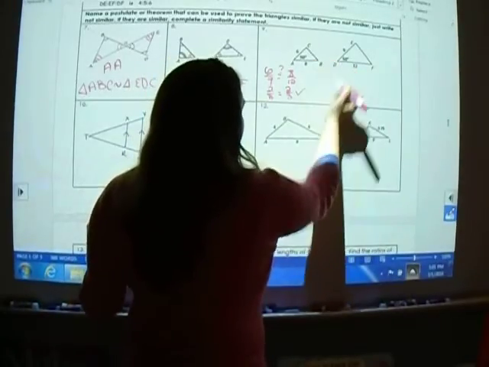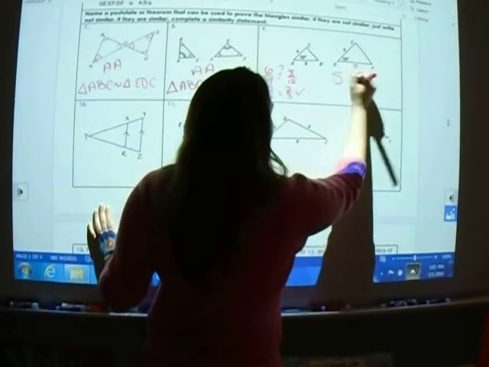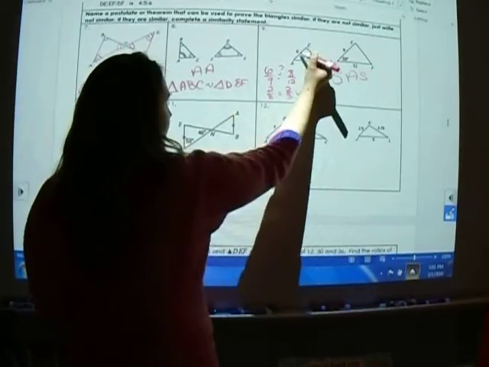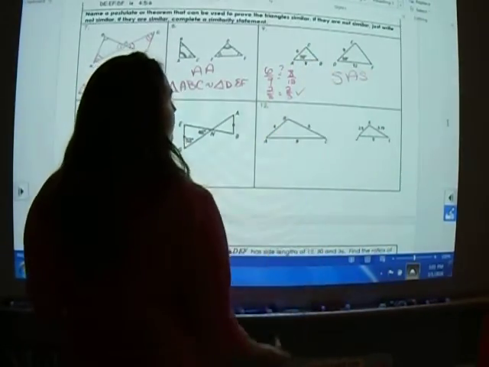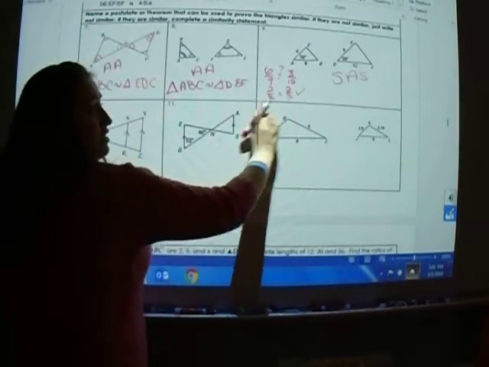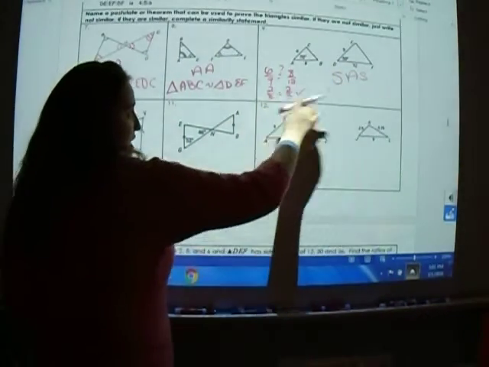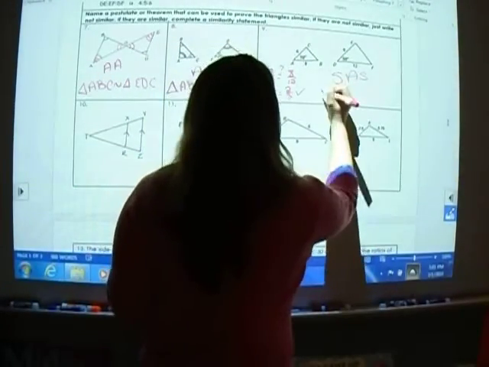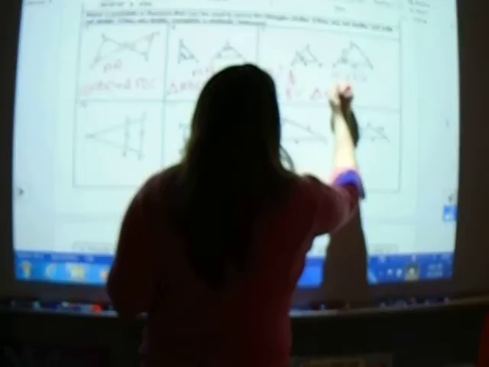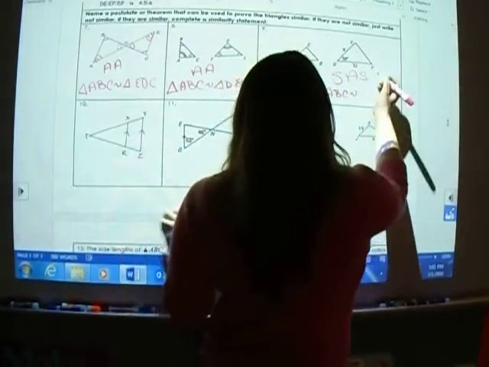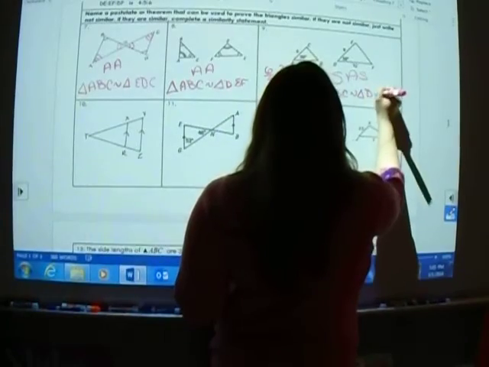This angle is the same, so we end up with the side, angle, side postulate, okay? See, side, angle, side. And they have the correct scale factor, which is 2/3. So this triangle similarity statement: triangle ABC is similar to triangle DFE.